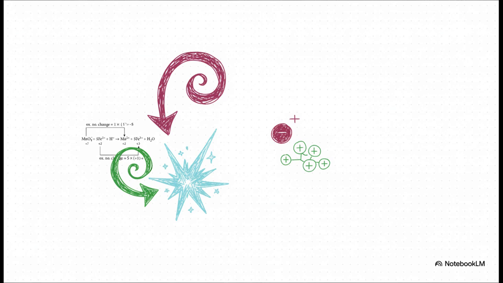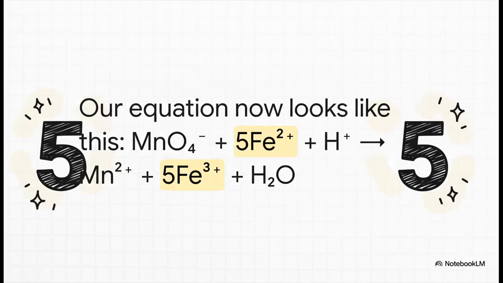5 times that +1 increase gives us a total increase of +5, which perfectly balances out that decrease of 5. And just like that, we know the ratio of our main ingredients. We just have to put a 5 in front of both of the iron ions. And believe it or not, the hardest part of this puzzle is already solved.